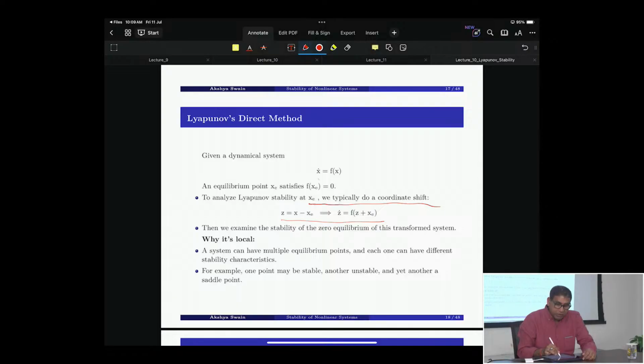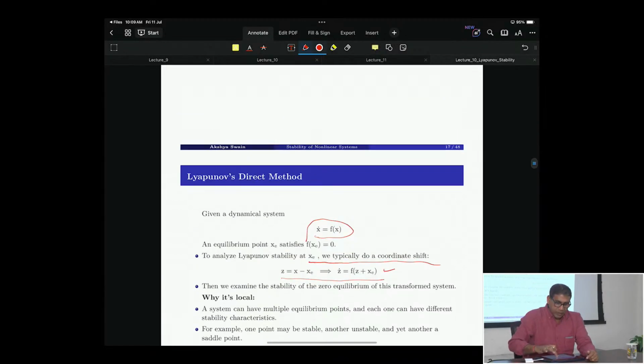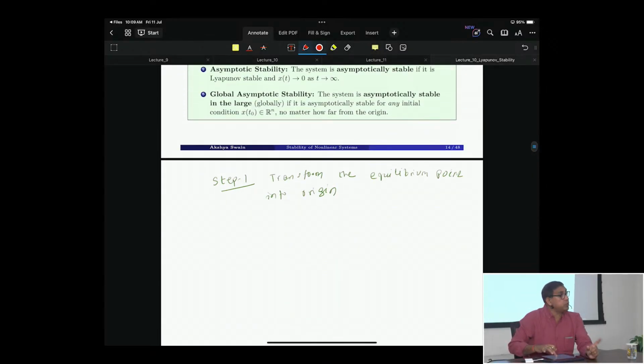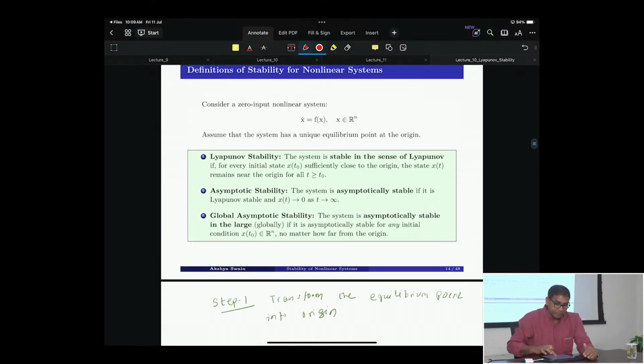Now this actual system is x dot is equal to f of x. Now the system which you are studying is not x dot is equal to f of x. It is z dot is equal to f of z plus x_e. Right? Now for this particular system, the equilibrium point is always at the origin because you have shifted it. Got my point? So the equilibrium point is now shifted to the origin by a suitable transformation. Then you examine, and other things are straightforward. So for each of the equilibrium points which you are interested in, you transform it into the origin and then do it.